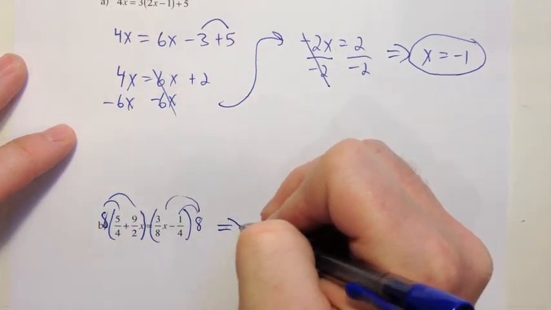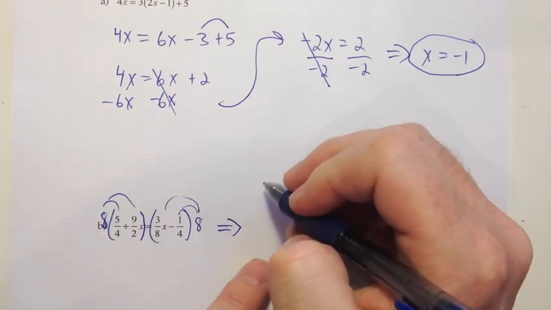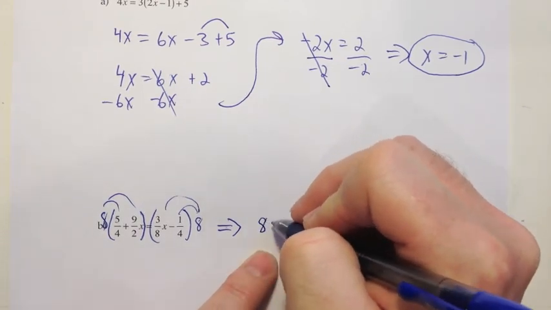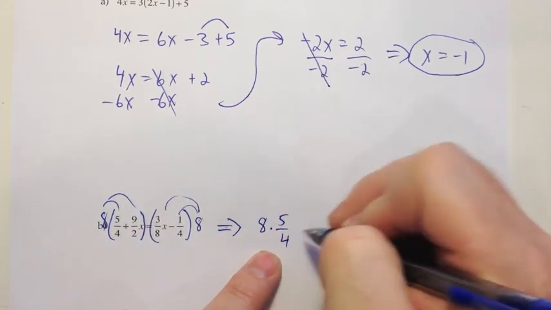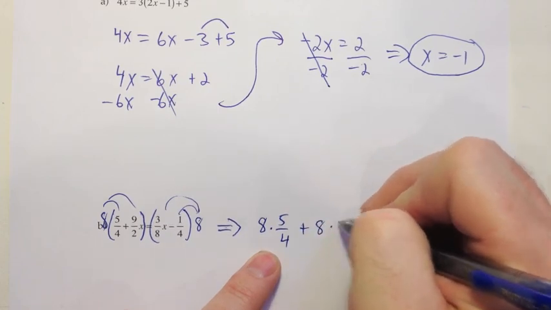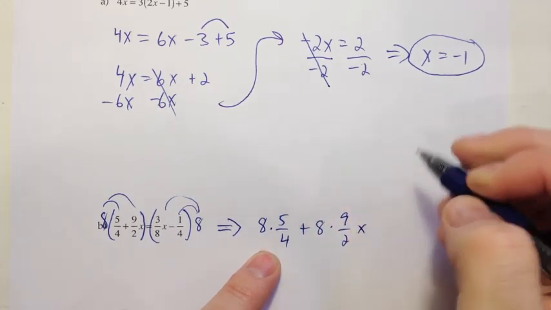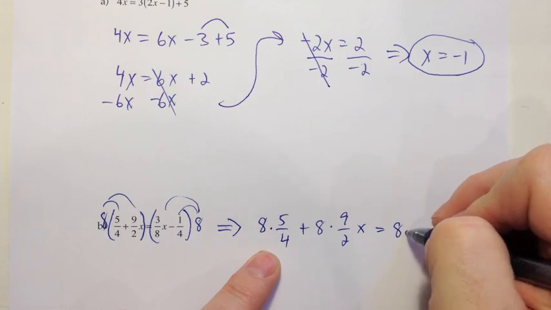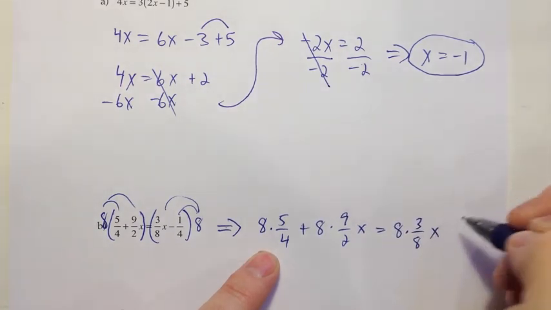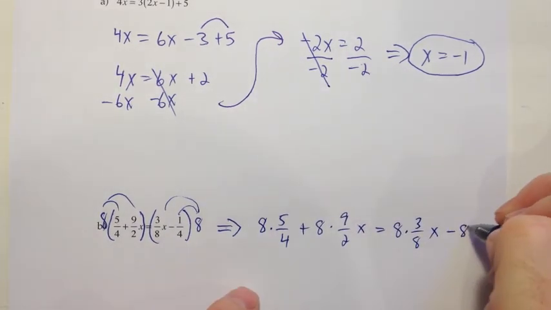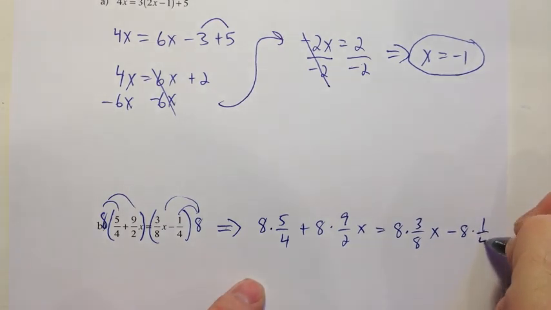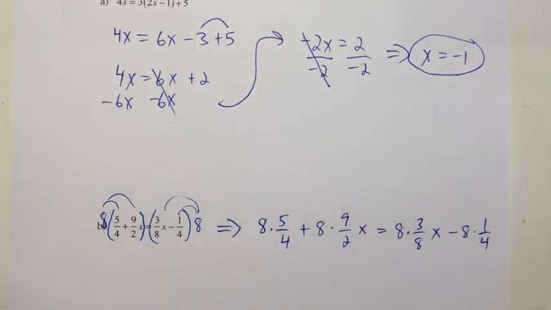So what that's going to look like when I carry it out is multiplying every term by 8. So I get 8 times 5 fourths plus 8 times 9 halves x, and that's going to be equal to 8 times 3 eighths x and minus 8 times 1 fourth. So every single term gets multiplied by that 8, which has the effect initially of making this look a lot messier.